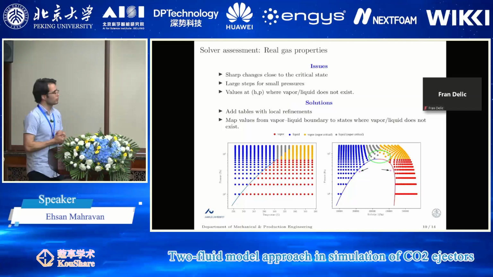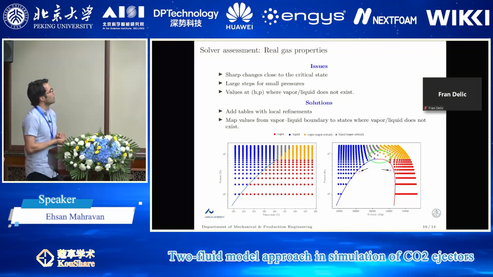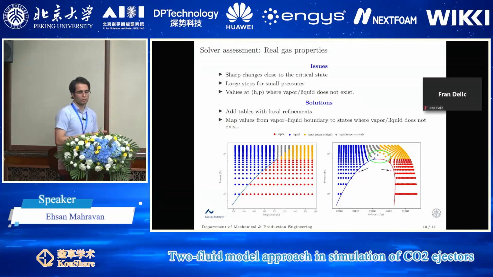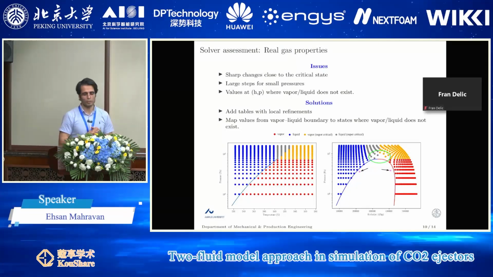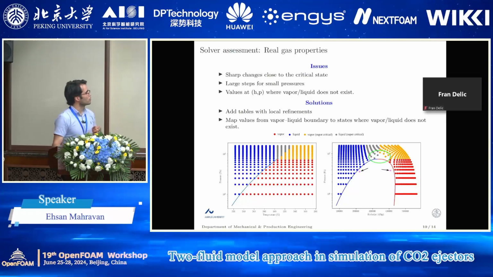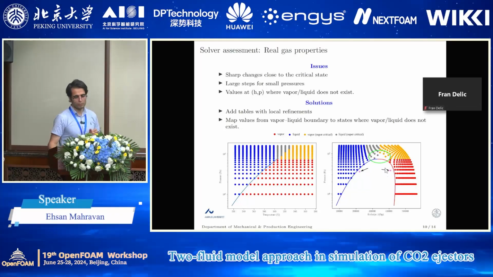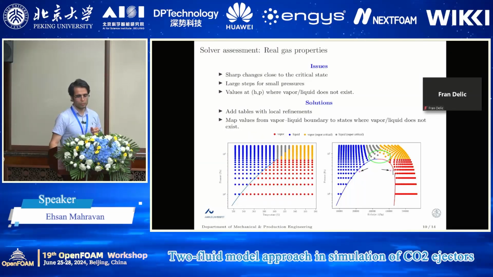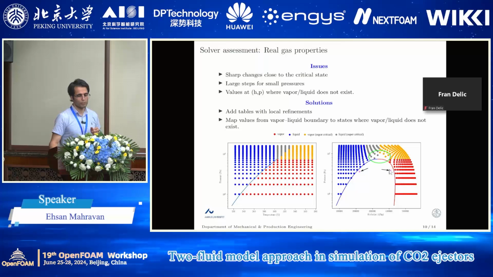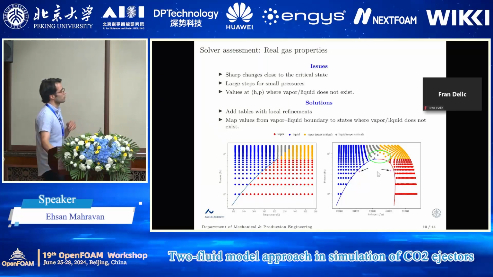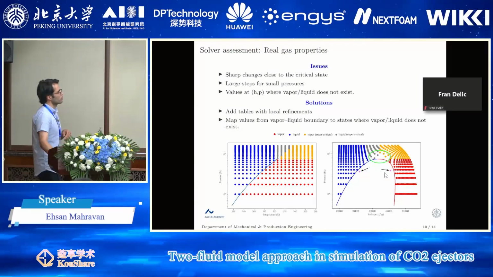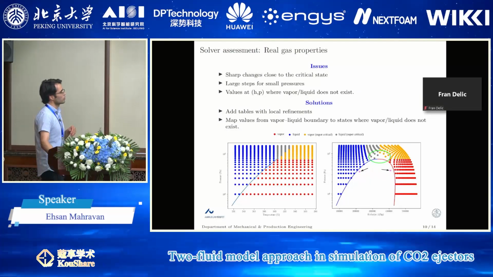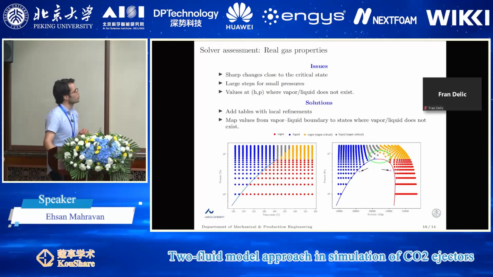So to solve these issues, first we want to add tables with local refinements. And next is to map values from the vapor-liquid boundary to states where vapor and liquid don't exist. And by that I mean here. To do this, we need to modify the thermophysical properties library of OpenFOAM a little bit. For now, we just use a bit of extrapolation here just to see how it performs.